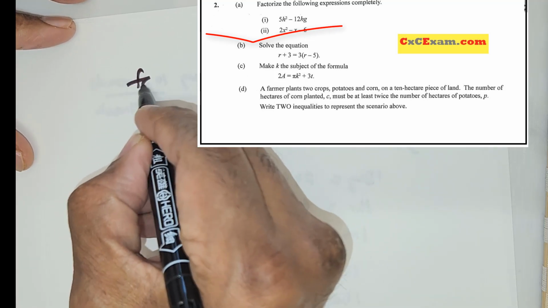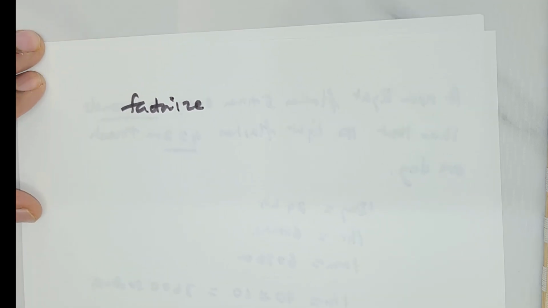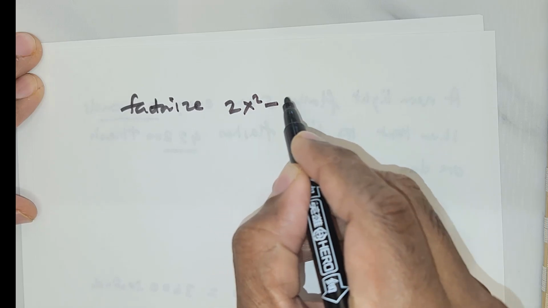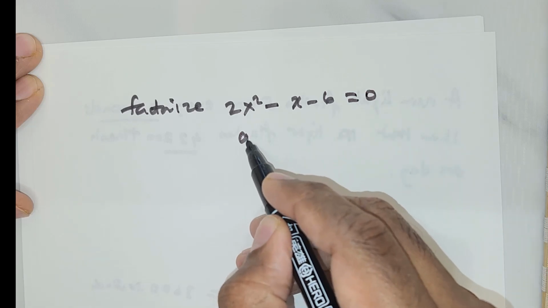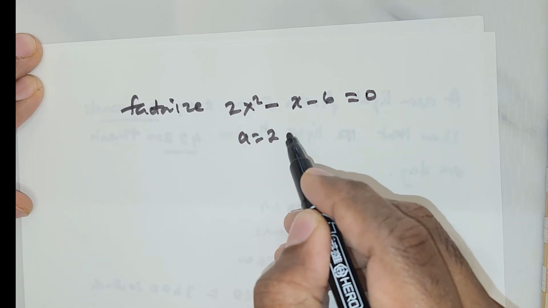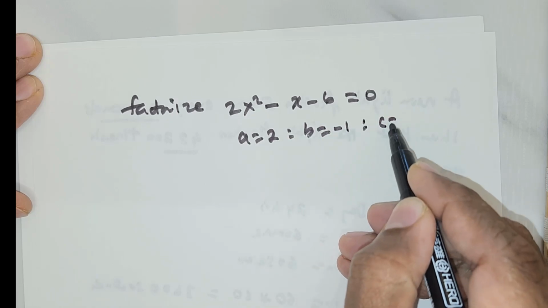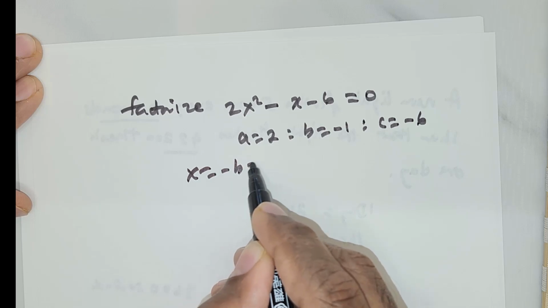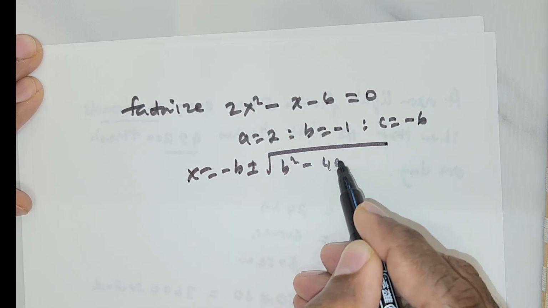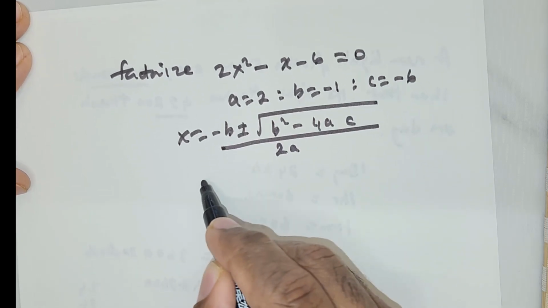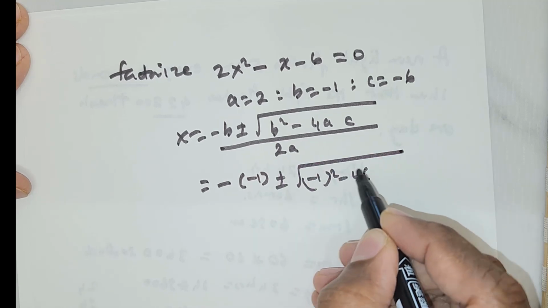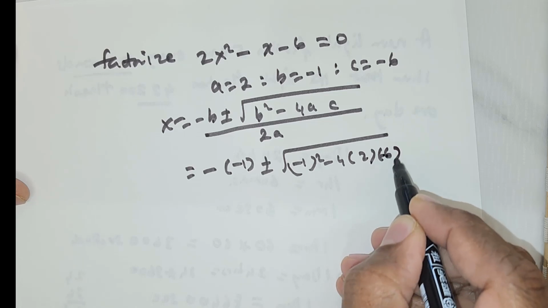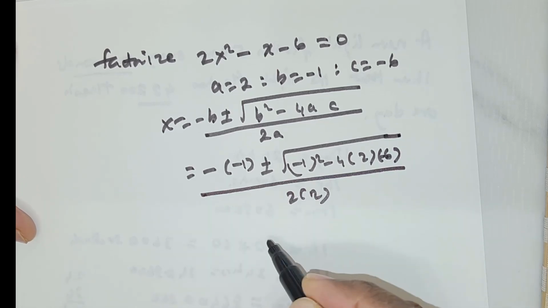Now we have to factorize 2x squared minus x minus 6. Now we take it equal to 0 and then use the quadratic formula. Here a is equal to 2, b is equal to negative 1 and c is equal to negative 6. The formula is negative b plus or minus the square root of b squared minus 4ac, divided by 2a. So negative of negative 1, plus or minus the square root of negative 1 squared minus 4 times a times c, which is negative 6, divided by 2 times a, where a is 2.